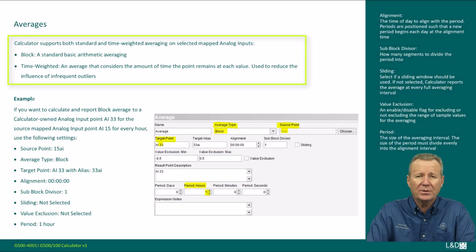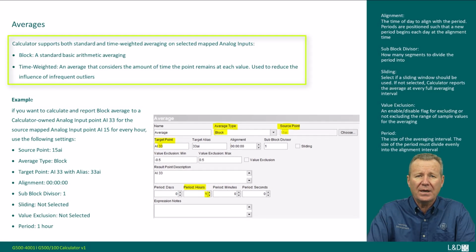Calculator supports both standard and time-weighted averaging on selected map analog inputs. Block averaging is a basic arithmetic average. Time-weighted averaging gives an average that considers the amount of time the point stayed at each value. Time-weighted average is used to reduce the influence of infrequent outliers.